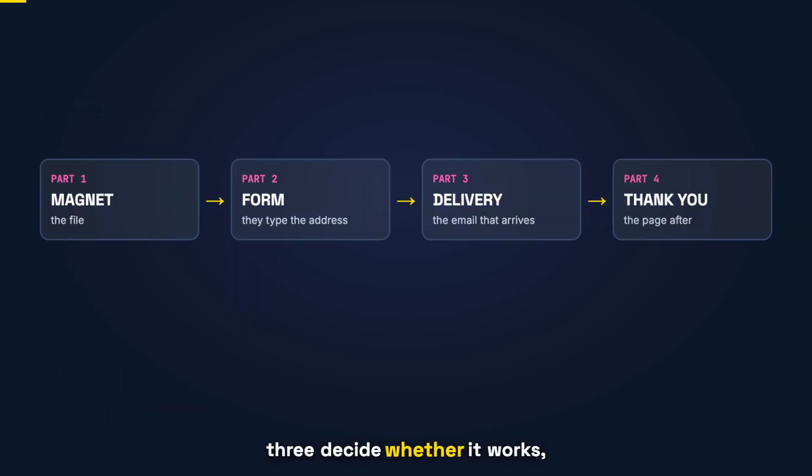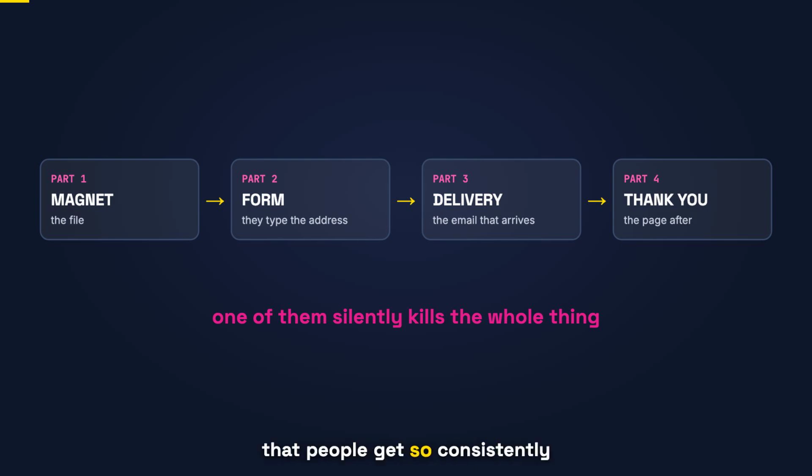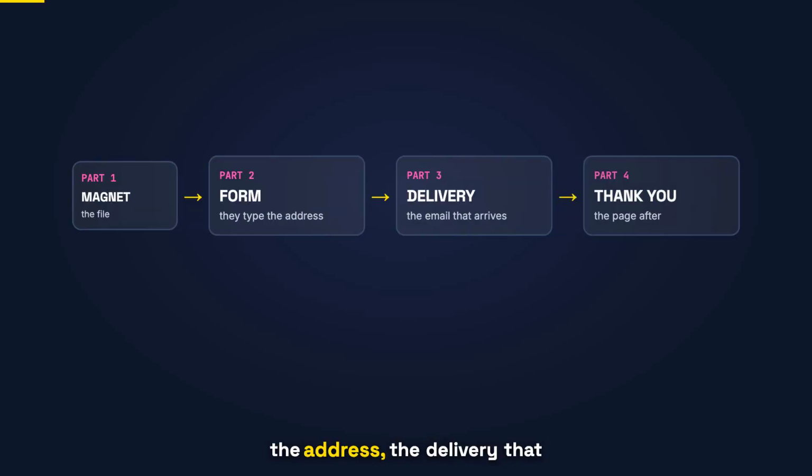The other 3 decide whether it works, and there's one of them that people get so consistently wrong that it silently kills the whole thing: the email that delivers it. In this video, we build the whole machine in Canva: the magnet itself, the form that captures the address, the delivery that actually arrives, and the page that turns a download into a customer.